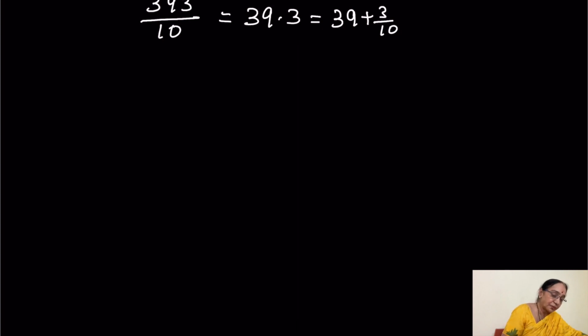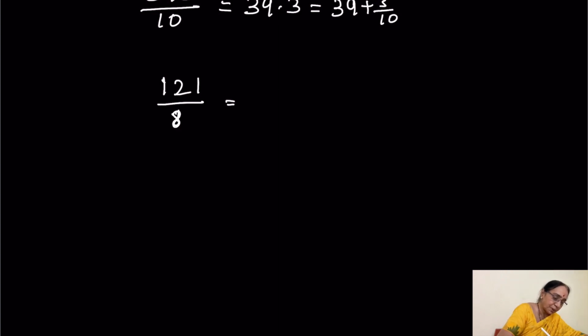Now if the denominator is not 10 or powers of 10, then how do you write it as a decimal? So for example, if I have 121 divided by 8, how do I change it into a decimal? If you have your calculator, it will give you the answer in a minute. Otherwise, you'll have to do the long division. 121 divided by 8, the usual division. 8 ones.